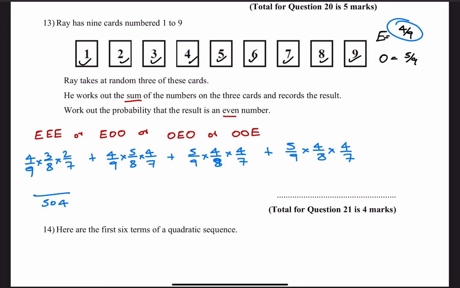4 times 3 is 12. 12 times 2 is 24. Plus 4 times 5 is 20. 20 times 4 is 80. The denominator is same, no? 9 8 7. If we multiply that, it's same number. What's that? 80.